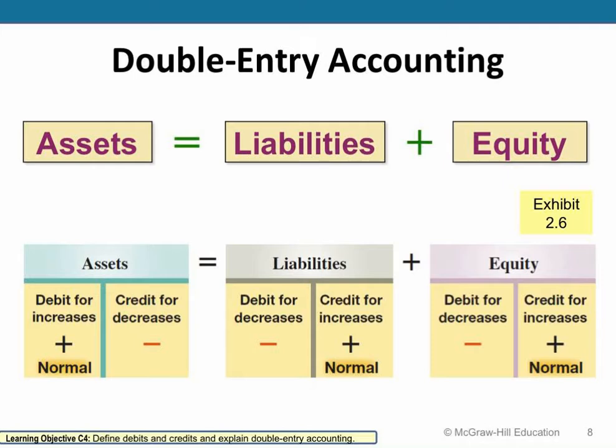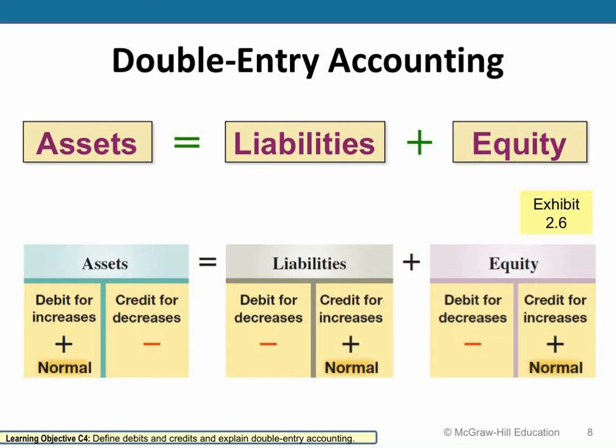Now, in knowing which ones are going to be on the left and which ones are going to be on the right for debits, and which ones are going to be increasing for debits and which ones are going to be increasing for credits, we look at our accounting equation here. So again, something like assets, we would list the individual account for that name.